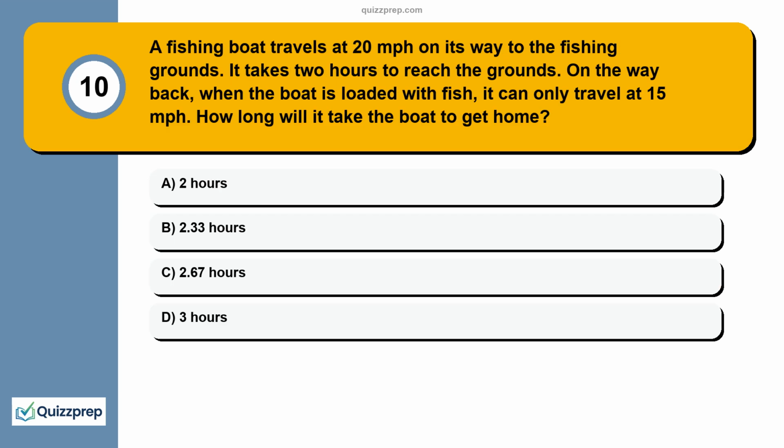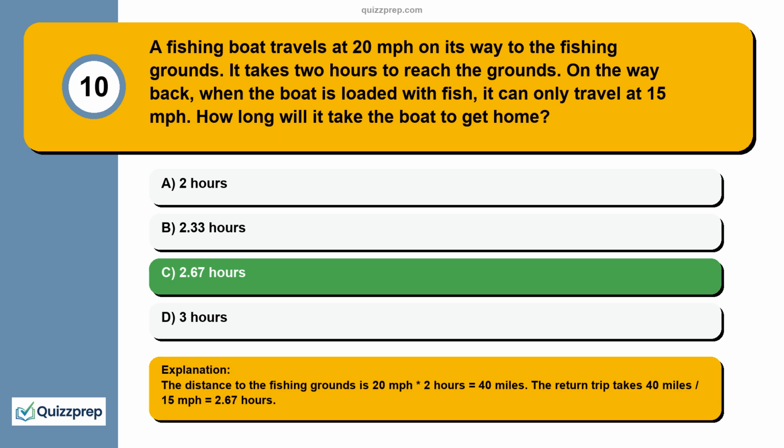Question 10. A fishing boat travels at 20 mph on its way to the fishing grounds. It takes 2 hours to reach the grounds. On the way back, when the boat is loaded with fish, it can only travel at 15 miles per hour. How long will it take the boat to get home? 2 hours, 2.33 hours, 2.67 hours, 3 hours. The distance to the fishing grounds is 20 mph * 2 hours equals 40 miles. The return trip takes 40 miles / 15 mph equals 2.67 hours.